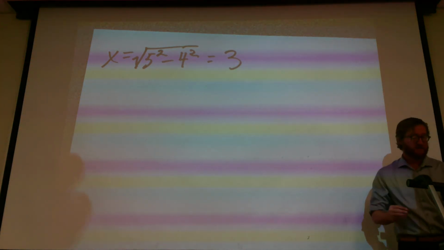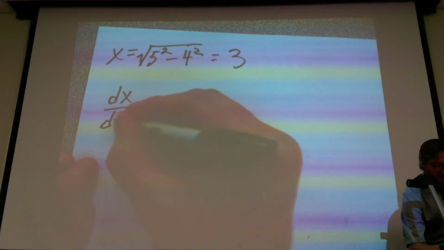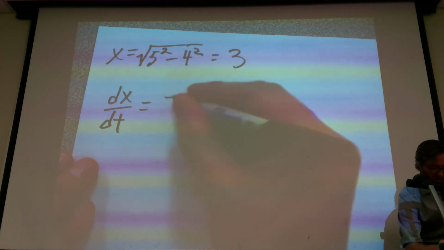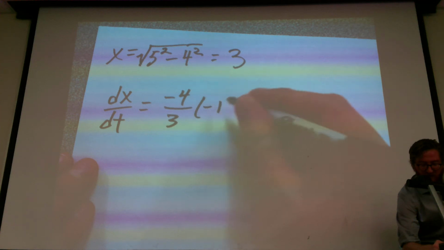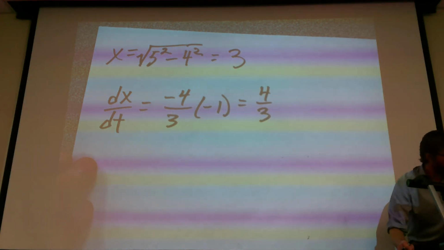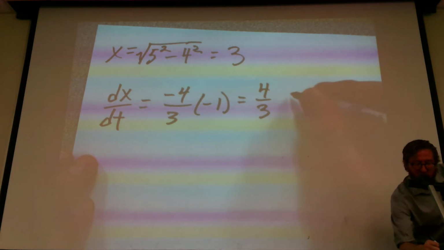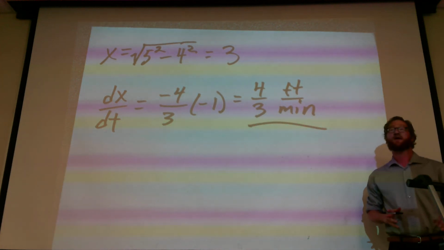So dx/dt is going to equal, now this is going to be -4 divided by 3, and then multiplied by -1. So it's going to be 4/3, and our quantities were feet per minute, so 4/3 feet per minute. And that right there is the answer to our problem.